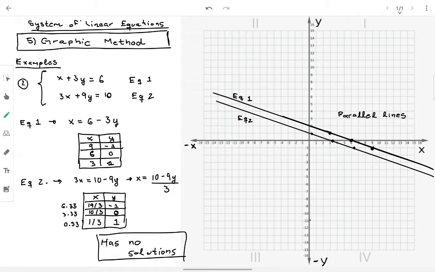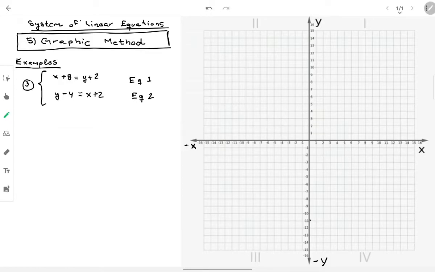has no solutions if we have parallel lines, or we can have infinite solutions if we have the same line. Let's do another exercise.